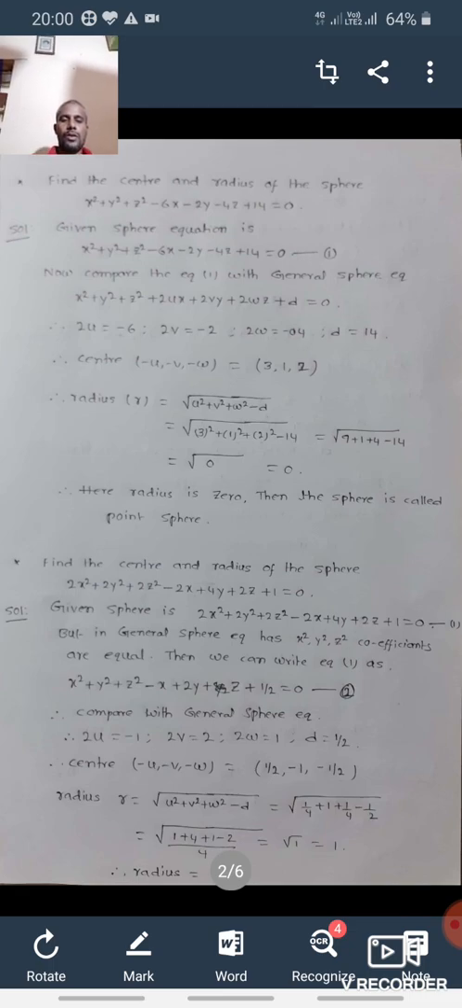So here we get root of 1/4 + 1 + 1/4 − 1/2. Let us take the LCM as 4. So root of (1 + 4 + 1 − 2)/4. In the numerator, −2 plus 2 cancel, and 4/4 is 1, root 1 equals 1. So the radius is 1. So the required center is (1/2, −1, −1/2) and the required radius is 1.